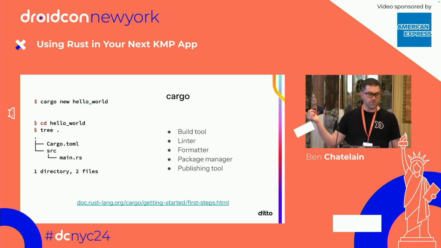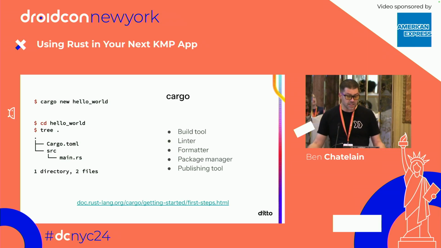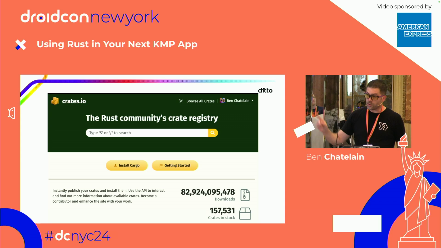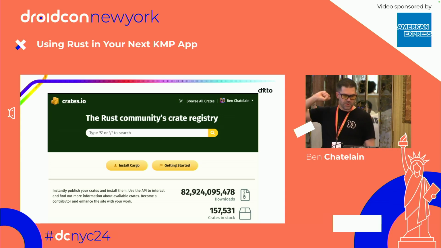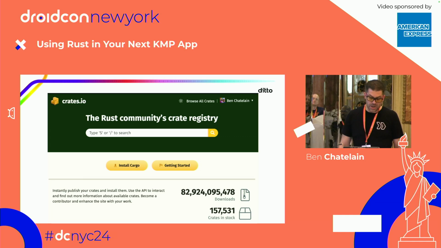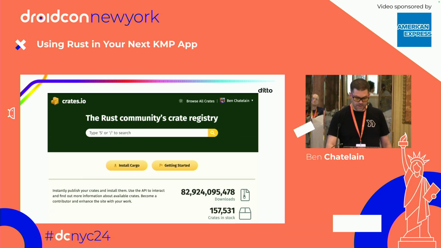Cargo is the super-powered build tool, linter and formatter. It does all sorts of things. Package manager, you publish. It's a lot like NPM, where it just kind of does everything. And crates.io is the open source community where crates are registered and you can find stuff. There's even a JNI crate where you can interact with the JNI and do bridging if you wanted to from there, but a million other things.